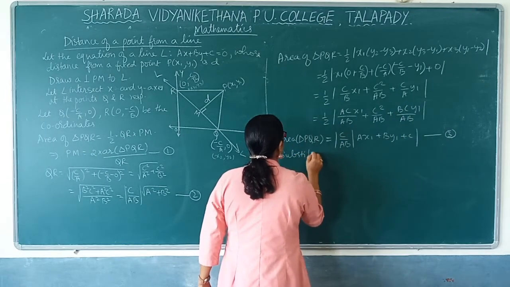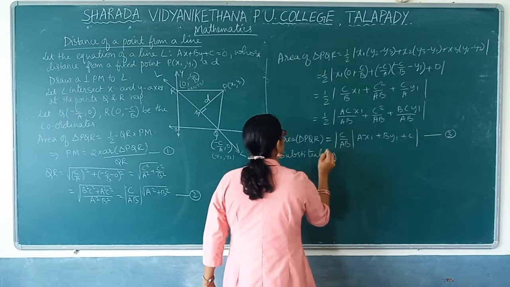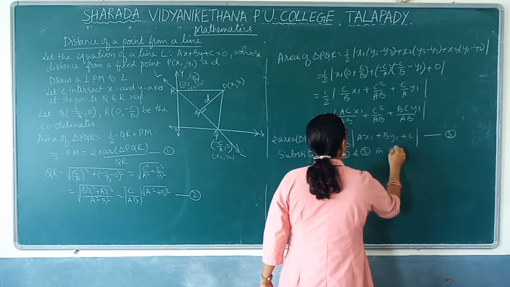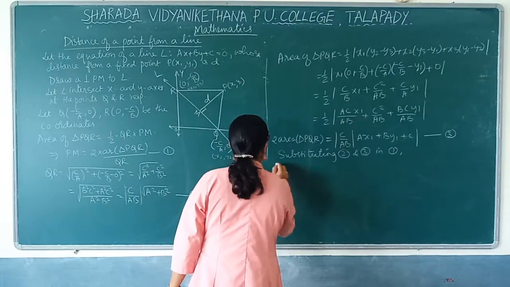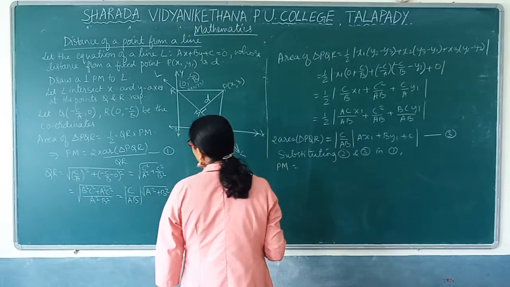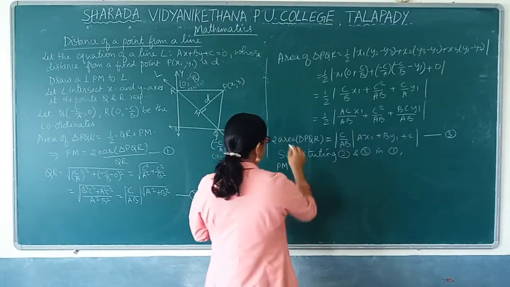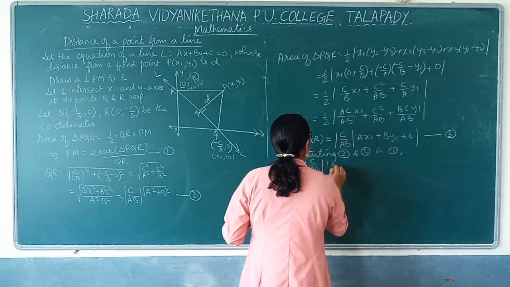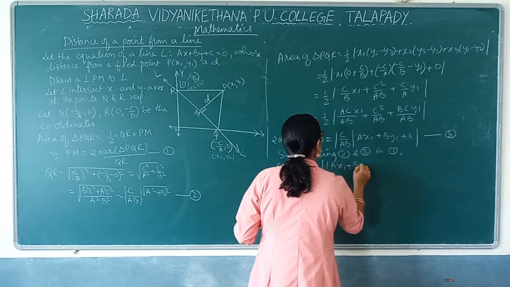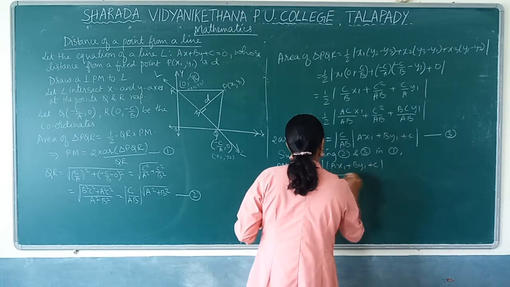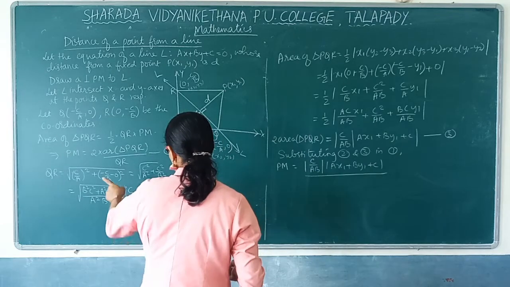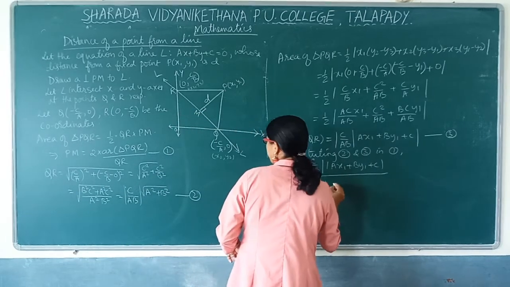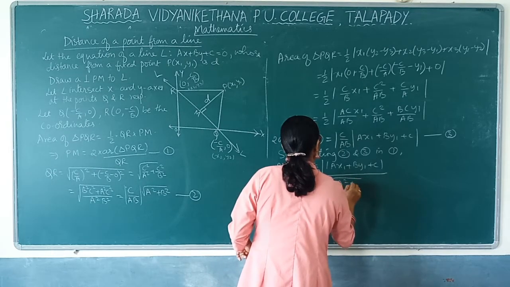Substituting 2 and 3 in 1. What do we get? 1 is nothing but what? PM. PM is equal to 2 times area of PQR. What is 2 times area? This one only. c by ab into ax1 plus by1 plus c, divided by QR. What is the QR expression? c by ab into root of a square plus b square.